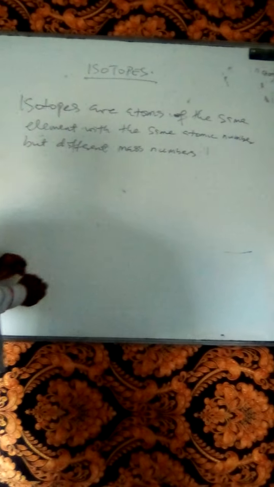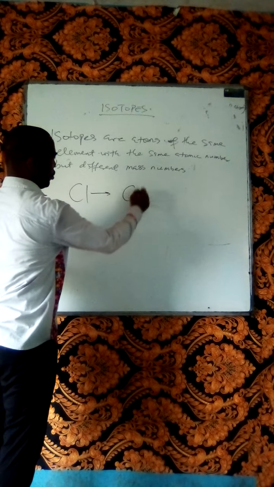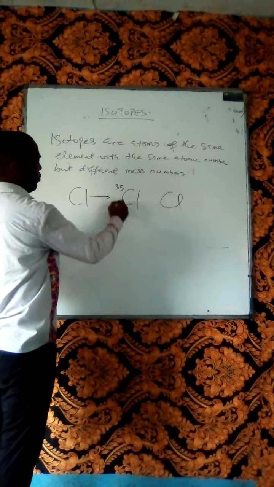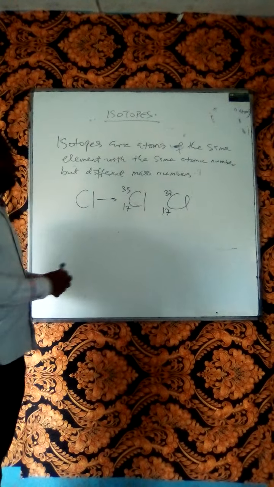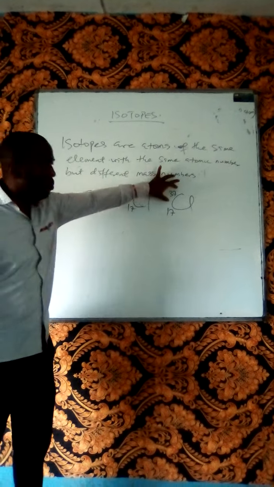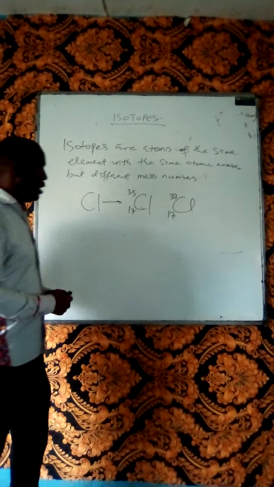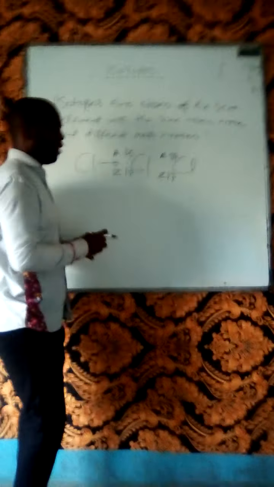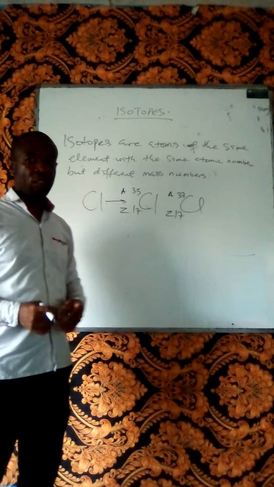So, the discovery of isotopes like chlorine, for instance, the element chlorine has two isotopes, chlorine-35 and chlorine-37. You look at them, you see that these are atoms of chlorine. They differ in their mass numbers, even though they belong to the same element. They also differ in their number of neutrons. 35 minus 17 here is 18. 37 minus 17 here will give you 20.